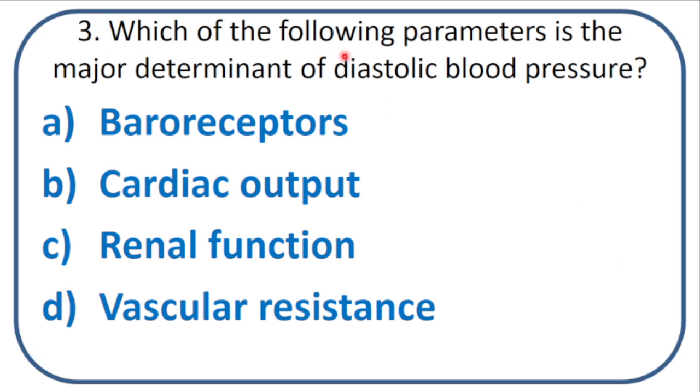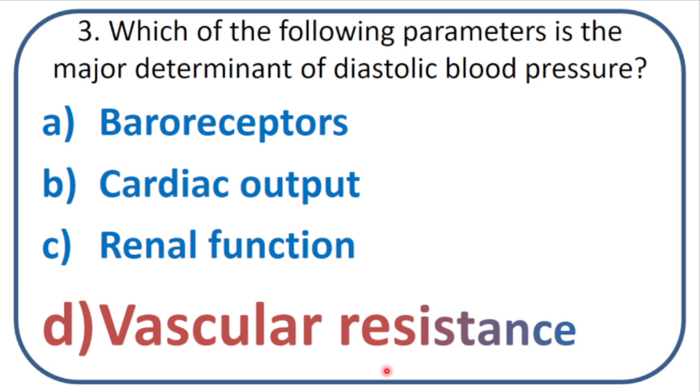Third question, which of the following parameters is the major determinant of diastolic blood pressure? So diastolic blood pressure, diastolic is important. Options: baroreceptors, cardiac output, renal function, vascular resistance. So the important determinant of diastolic blood pressure is vascular resistance.